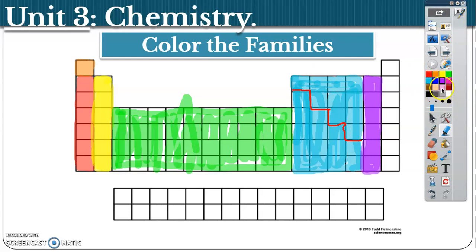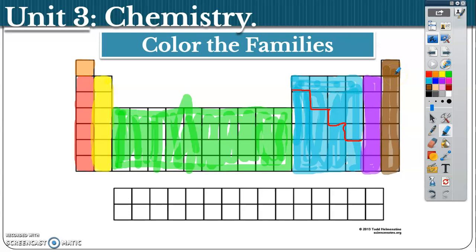Last column, let's see what color we're going to use. Let's do these in brown since I'm running out of colors. This last column, group 18, has 8 valence electrons, except for helium. Remember, helium is this top one. Helium only has 2 electrons, but still part of the family, although it has 2 valence electrons. This whole family is called your noble gas family.